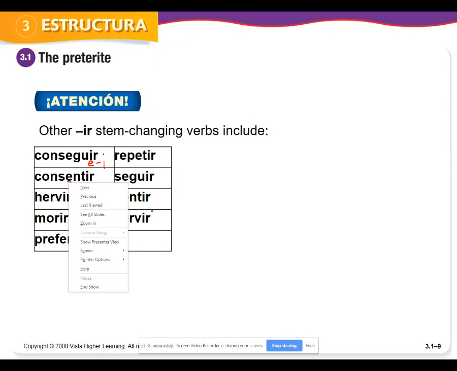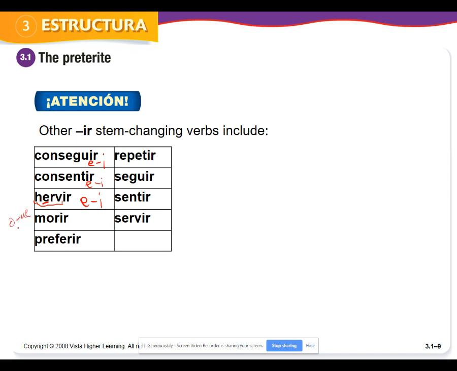Consentir, all right? It has that verb sentir in it, just like this one over here, and it is an E to I stem changing verb in the past tense only. Sorry, hervir. If you look at the stem, guys, of the verb, the only vowel it has in it is an E, so it's going to be E to I. Morir. You guys remember it was an O to UE stem changing verb in the present tense. Now it's going to be an O to U in the preterite. Preferir. We talked about this one. It's an E to I. Repetir, E to I. And then the rest of these are also E to I.